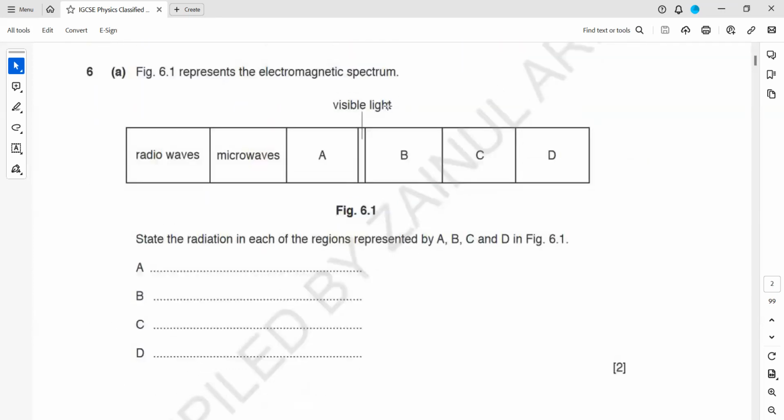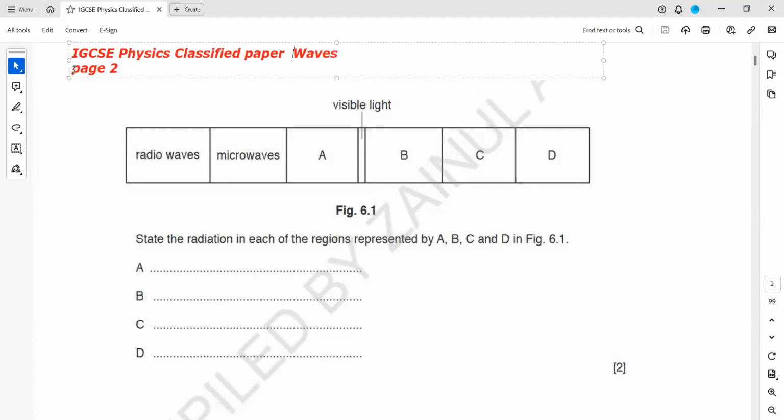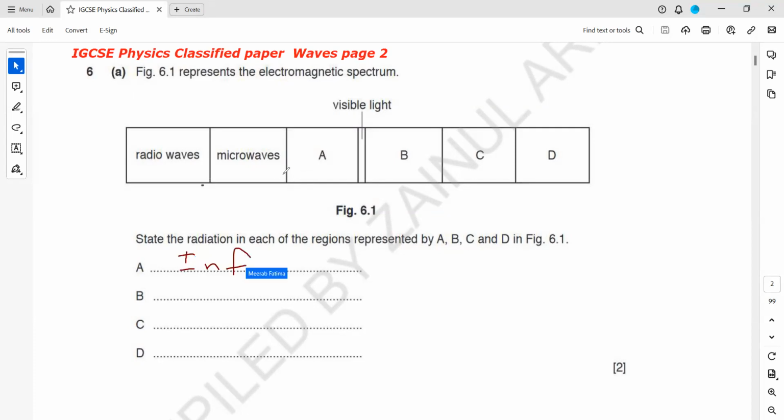Figure 6.1, this is page number 2. Figure 6.1 represents the electromagnetic spectrum. State the radiation in each region represented by A, B, C, and D in the figure. So what is A? Radio, micro, and that is infra.